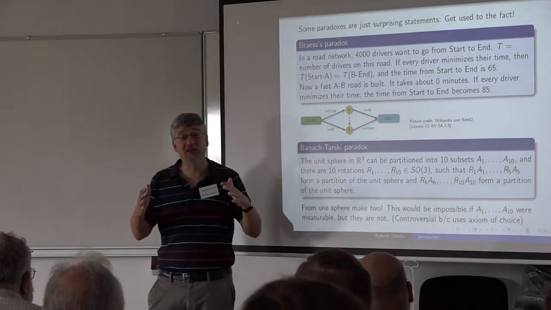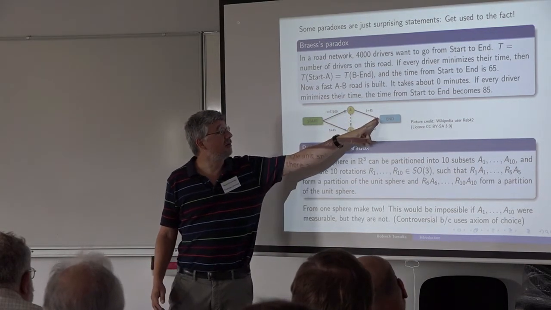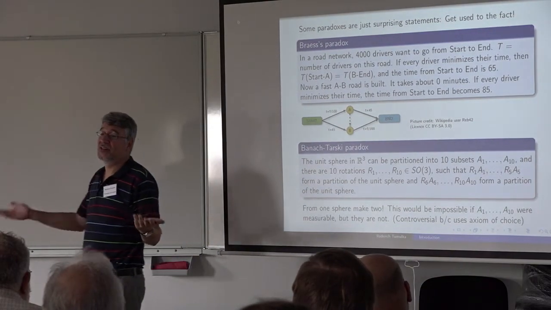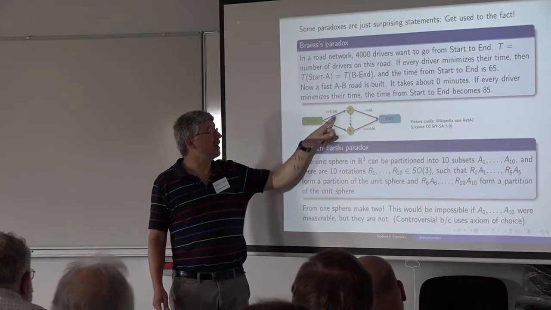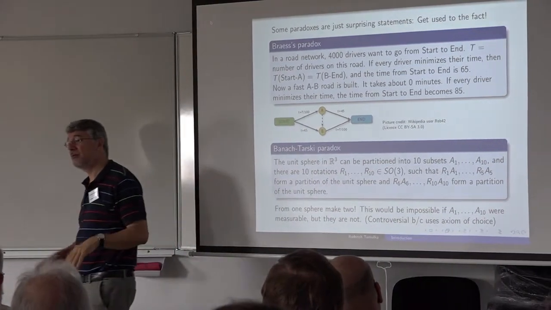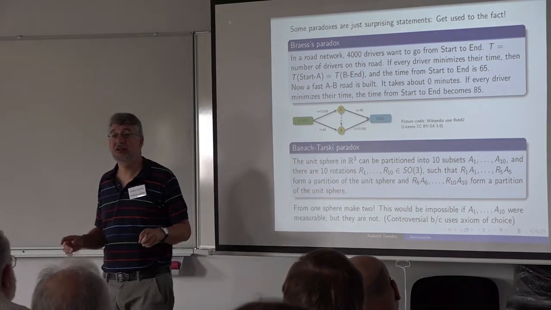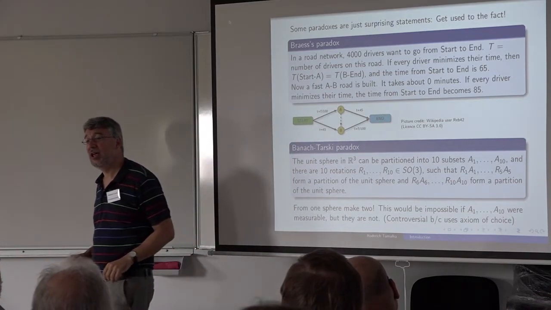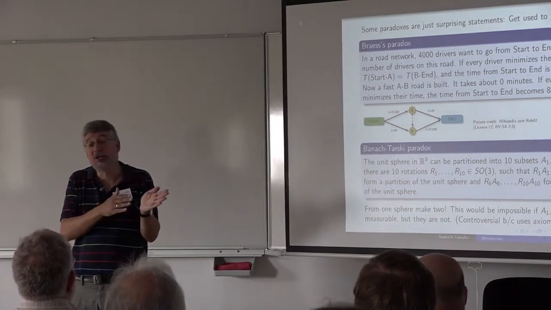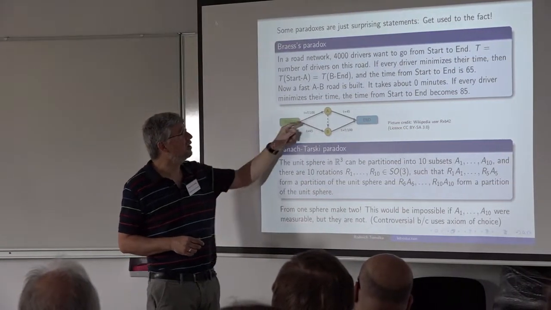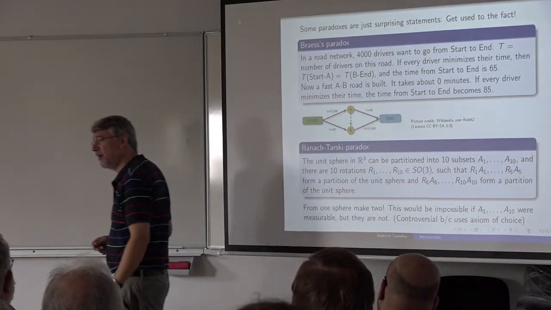Okay, now come all these drivers. Every driver will argue as follows. If I could either drive via A or via B, if via A is faster than via B, I will take that one. So if there are fewer drivers who take the A path than the B path, then I'm better off taking the A path. And in this way, a certain equilibrium will come up. It's called Nash equilibrium, where both paths take the same time. Because as long as they don't take the same time, some drivers will switch tomorrow to the other path. And it turns out when you do the computation, the equilibrium time from start to end is 65 minutes.